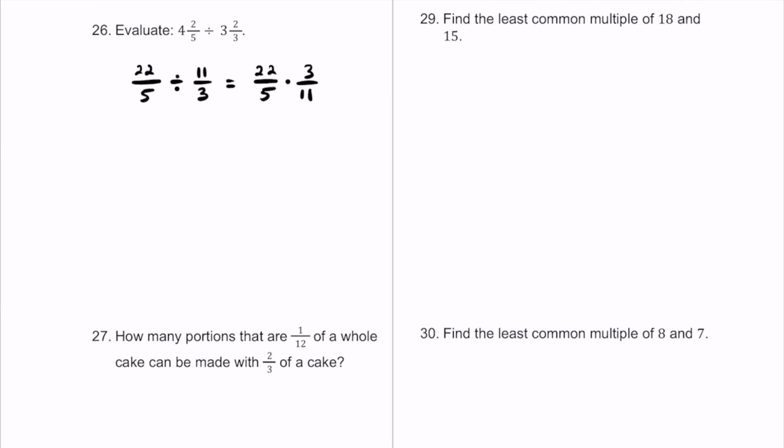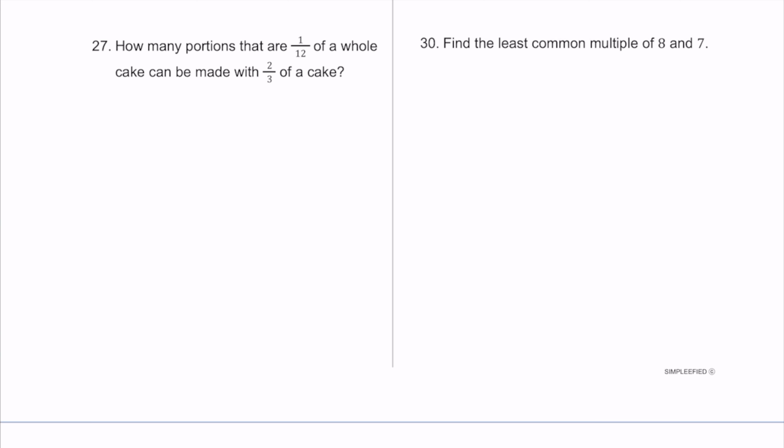Then check to see if you can cross-cancel. This 11 and 22, their GCF is 11, so dividing them both by their GCF, we get 2 and 1. Then if we multiply on top here, 2 times 3, that's going to equal 6. And on bottom, we have 5 times 1, and that's going to equal 5. So you can actually just write your answer as 6/5, or you could also write it as a mixed number, 1 and 1/5, but those are both good solutions here.